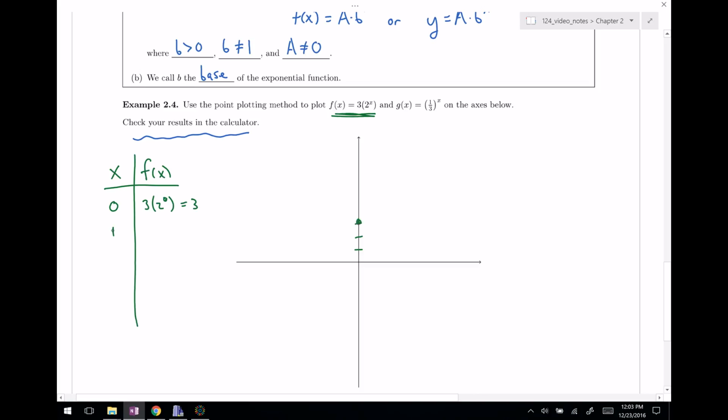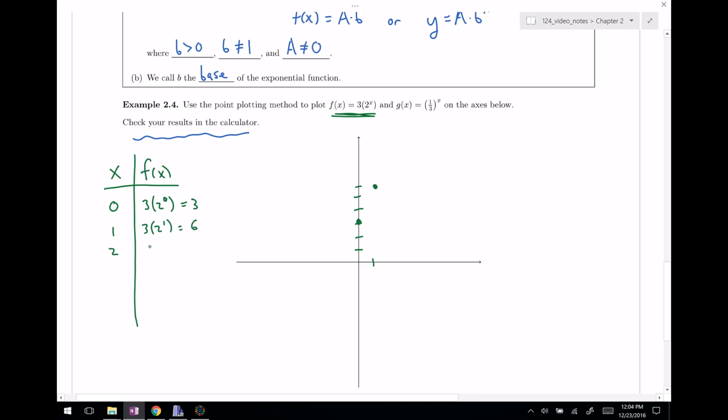Okay, how about if I plugged in 1? 3 times 2 to the first power. Well, 2 to the first power is just itself, 2, so 3 times 2 is going to be 6. So if you plug in 1, you get out 6. 4, 5, 6. Something like that.